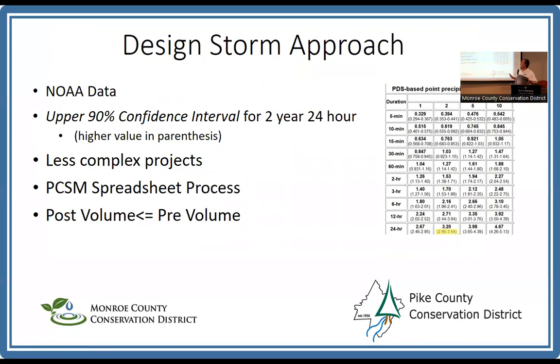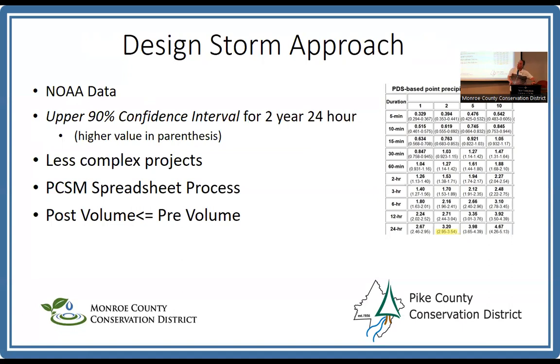The change they've made now, though, is they want to start using the upper 90% confidence interval, which when you look at your NOAA sheets, the one in the bold one is the average, and then there's the range. So we have 3.2, and then below it says 2.95 to 3.54. So for the 2-year storm, you would be using that 3.54. You would be using that upper 90% confidence level. So you'd be looking at higher rainfall data for your 2-year storm.